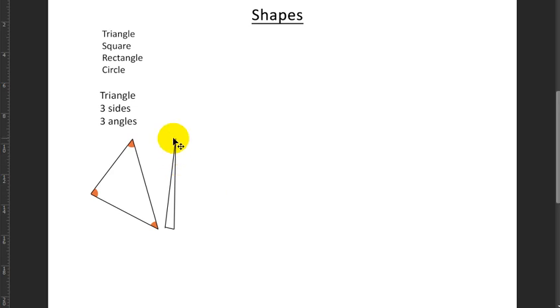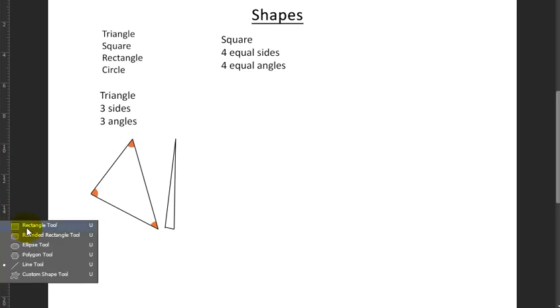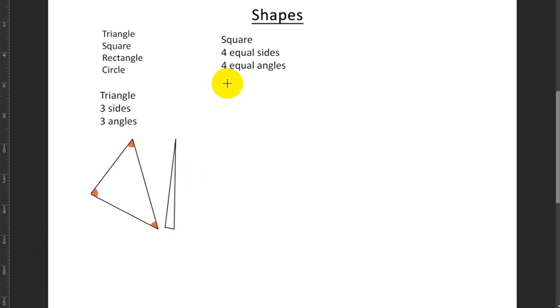Next up, we're going to talk about the square. And we're going to put it up here. A square has 4 equal sides. That means that all the sides are the exact same. And 4 equal angles. So let's make a square.